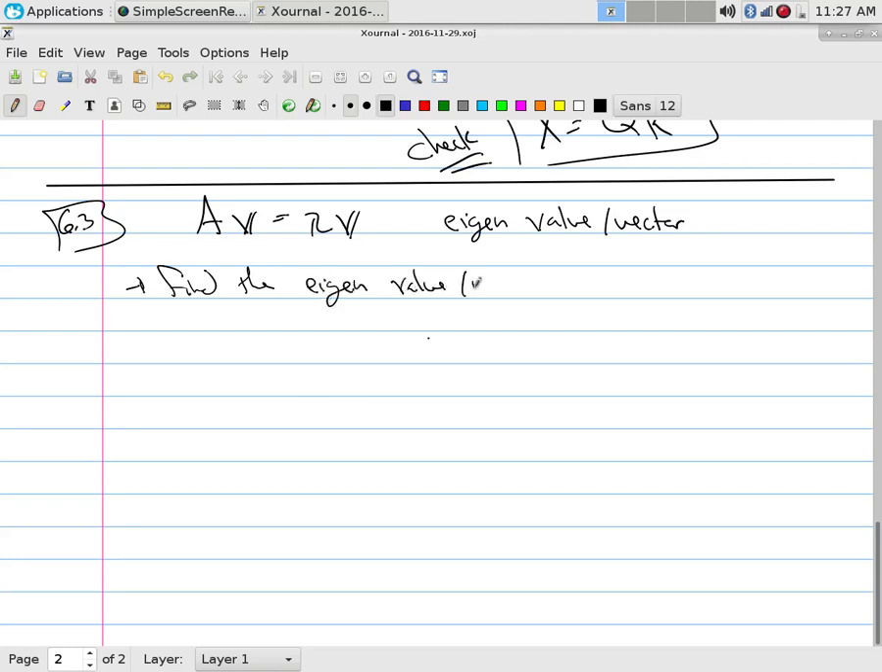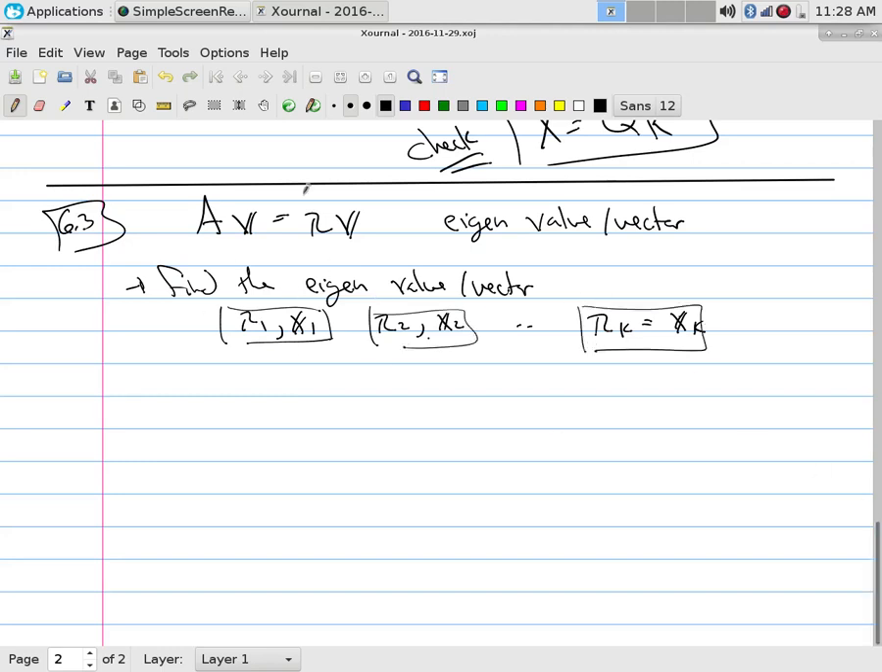and what you found was, like, say, lambda 1 corresponds to, say, x1, and then lambda 2 corresponds to, say, x2, and then you found lambda k corresponds to, say, xk. So you found all these pairs. You found every single one of these.